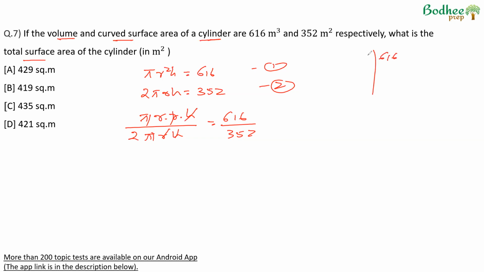You factorize 616: 11, 5 are 55, 6. This is 8, 7. 616 is 11 into 2 into 2 into 7.